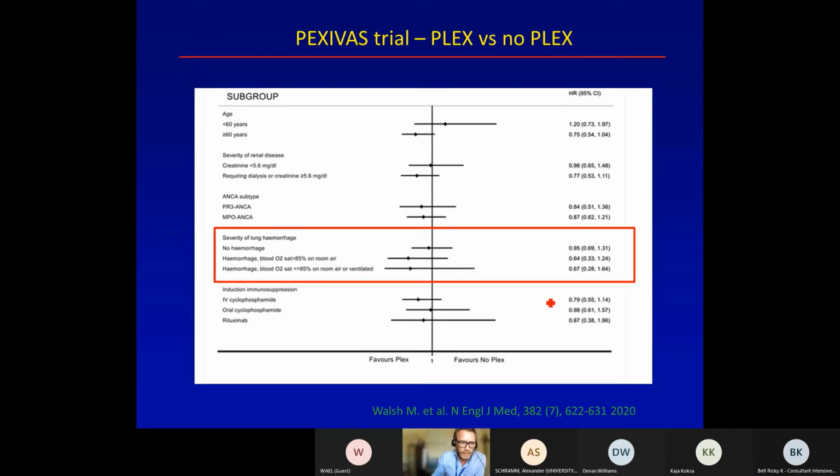This is a subgroup analysis looking at those patients in the study with lung hemorrhage. And you can see there is a trend towards favouring PLEX in terms of death in patients with lung hemorrhage, but because of numbers being relatively small, it wasn't statistically significant, but there is a trend towards it.